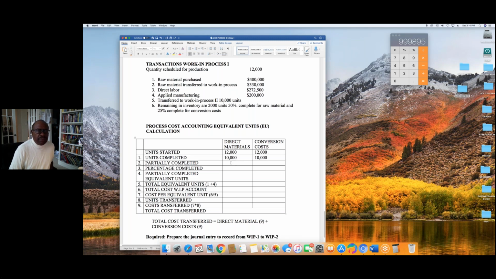The percentage completed was 50% for raw materials for the units that were left, but only 25% for labor, the conversion costs, labor and overhead.